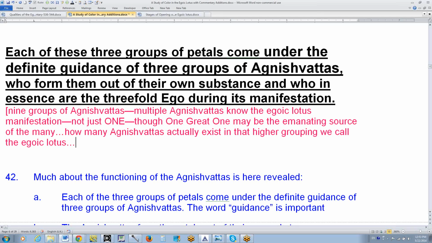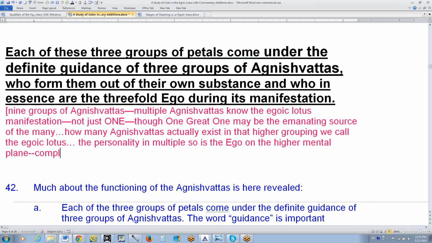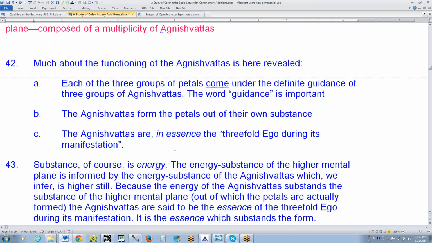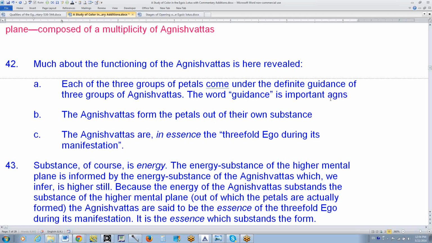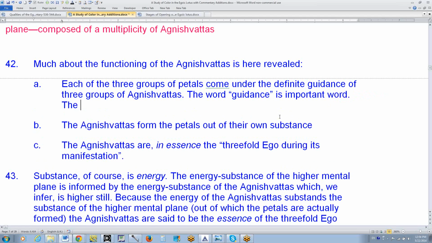So, just the way the personality is multiple, so is the ego on the higher mental plane, composed of a multiplicity of Agnishvattas. So much here about the Agnishvattas is being revealed. So each of the 3 groups of petals comes under the definite guidance of 3 groups of Agnishvattas. Guidance is an important word, and the petal, an important word.